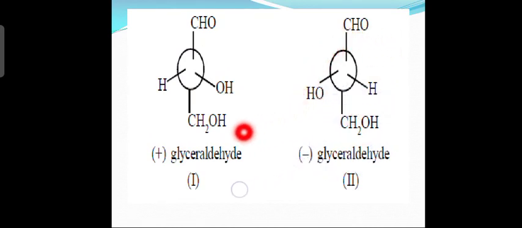So this is the spatial arrangement of minus glyceraldehyde. Now what is the difference between plus glyceraldehyde and minus glyceraldehyde? In plus glyceraldehyde, the OH group is present on the right side and H on the left side. If you reverse this H and OH group, you get minus glyceraldehyde. That means OH group on the left side, H on the right side.